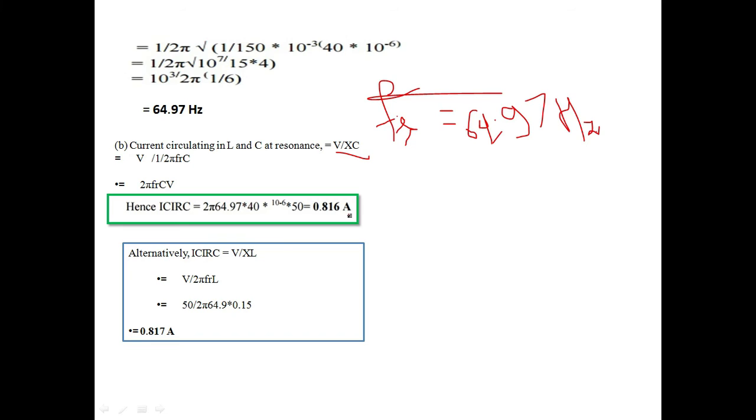This value is 0.816 ampere. The alternating current should be given by V upon XL, that is, 50 upon 2 pi times the resonant frequency 64.97 times 150 millihenry, which is 0.15 henry. Therefore the current is 0.817 ampere.